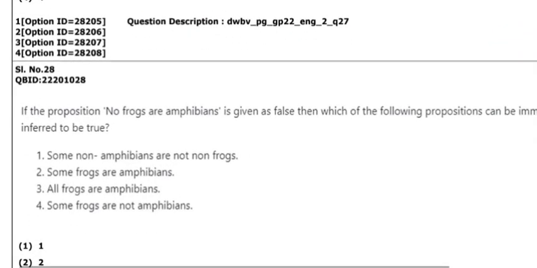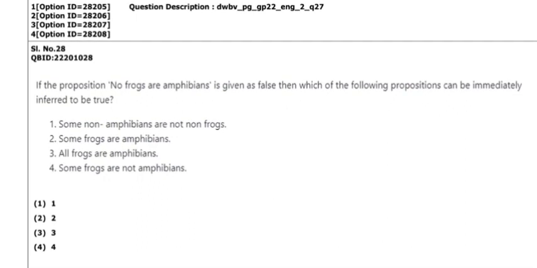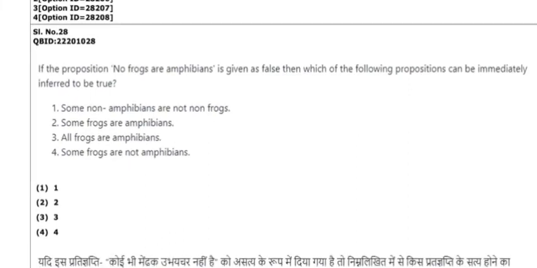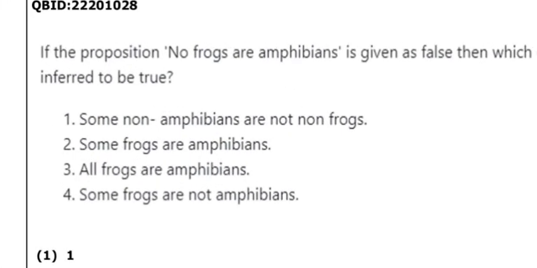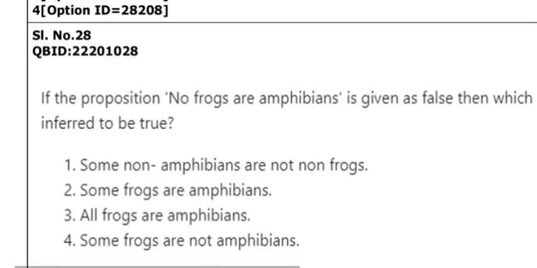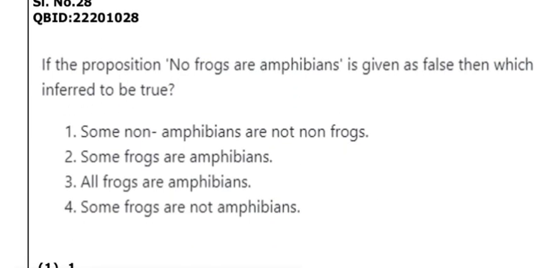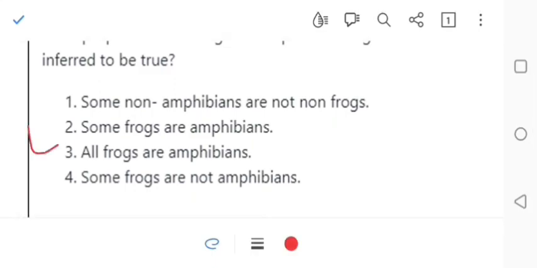Next question, 28. If the proposition no frogs are amphibians is given as false, then which of the following propositions can be immediately inferred to be true? Some non-amphibians are non-frogs, some frogs are amphibians, all frogs are amphibians, some frogs are not amphibians. 28, correct option of this question will be number B, some frogs are amphibians.